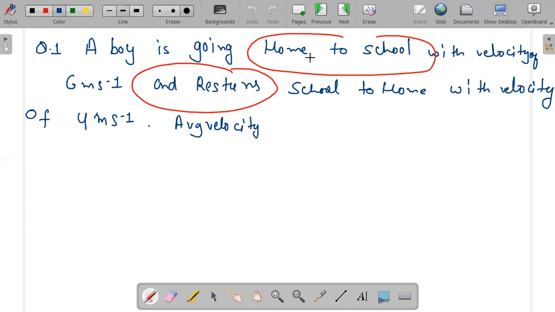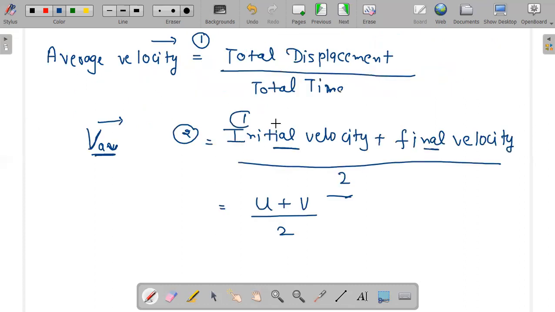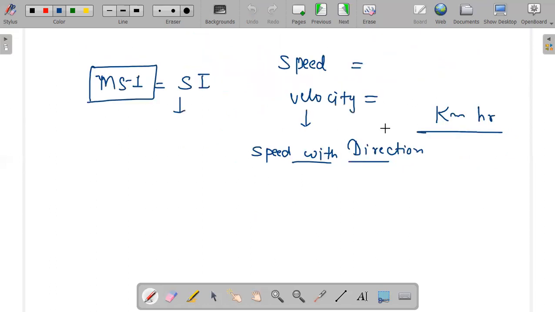What is my initial velocity? My initial velocity is the first velocity. And what is final velocity? Last velocity. So I am writing, yeah, Farhan, write me the answer.